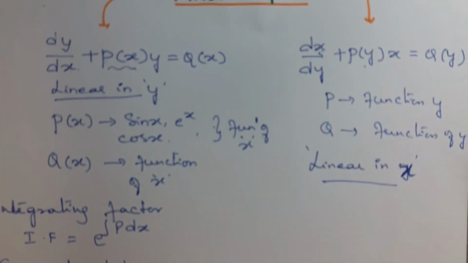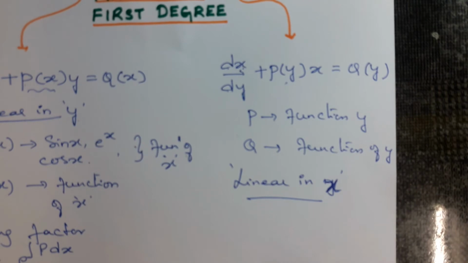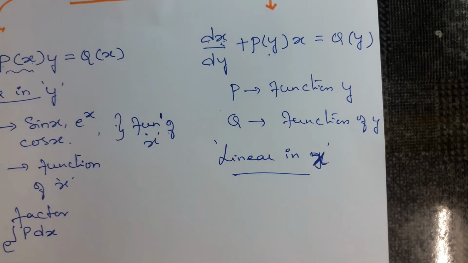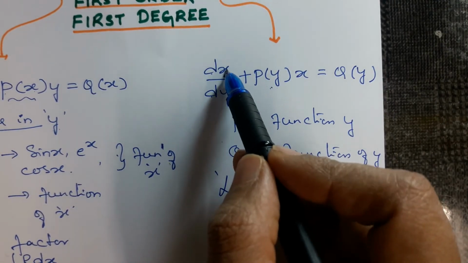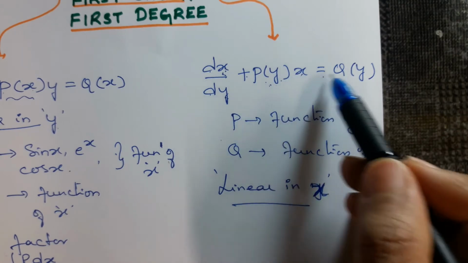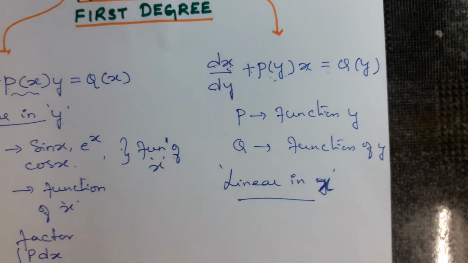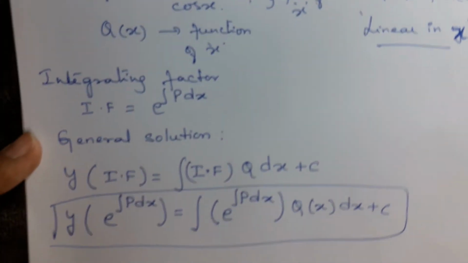Now we will see if the differential equation is linear in x, that is of the form dx by dy plus p of y into x is equal to q of y. Then what will be the integrating factor and what will be the general solution?